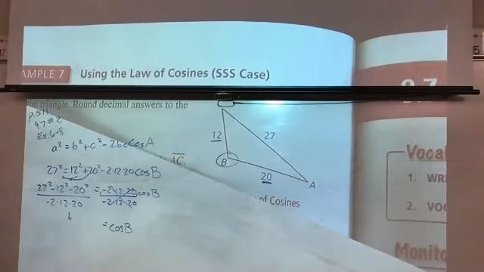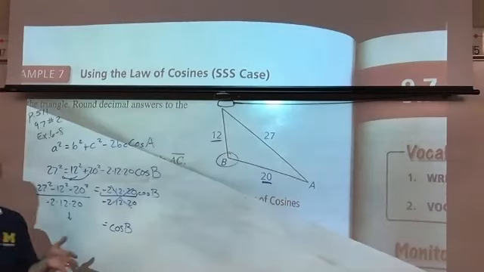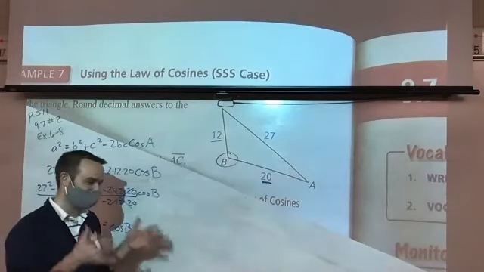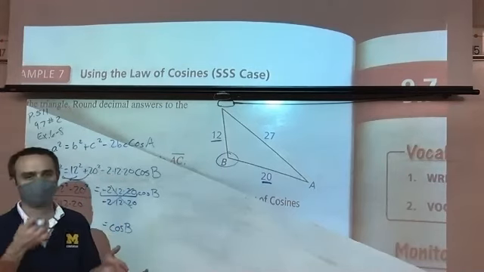I thought it was just the longest side. It's the longest side in a right triangle. I thought it was the side across from the largest angle. It's the side across from the 90. It has to be, every time.